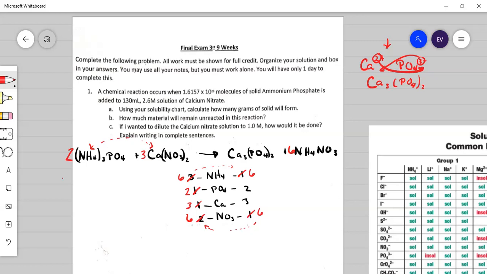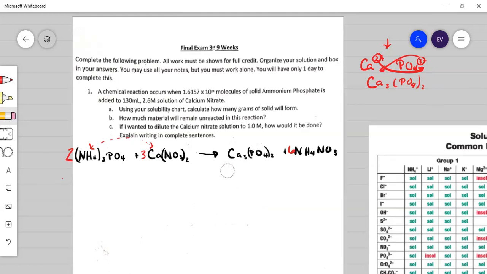This is your balanced chemical equation. Before you do anything else, you need to have a balanced chemical equation so you can start the problem. All right, I'm going to erase this here. Feel free to pause or rewind so you can see what I'm doing, and then you can advance the video.